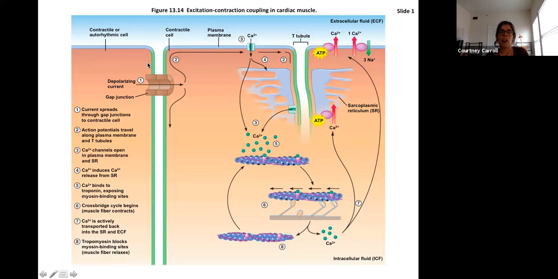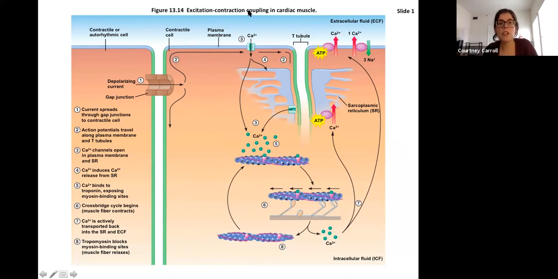We have our electrical current from a neighboring cell spread via a gap junction, right? It comes from the SA node, it goes via these pathways, and then eventually spreads into the muscle via these gap junctions. So our depolarization comes in. It is going to then move down the T tubule, right? All of this depolarizing current. Eventually, it will get near the sarcoplasmic reticulum, and it will be part of what helps release more calcium, right?